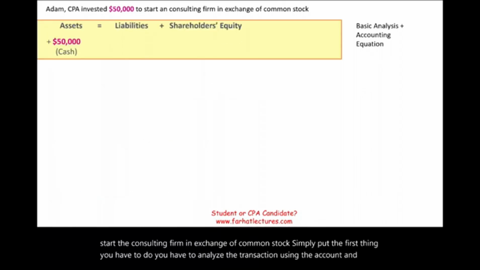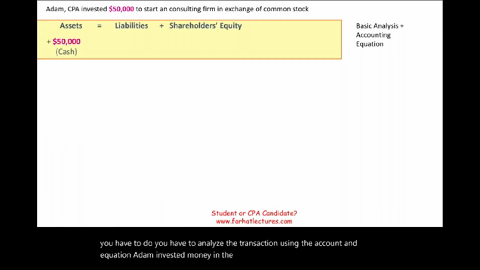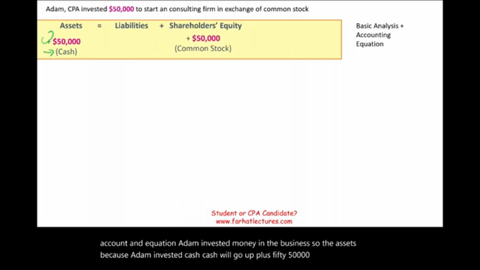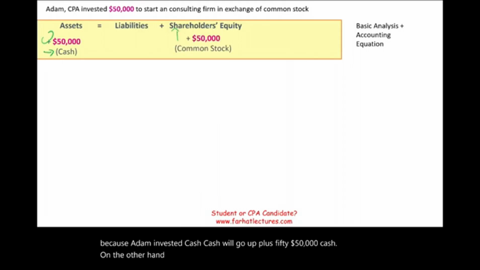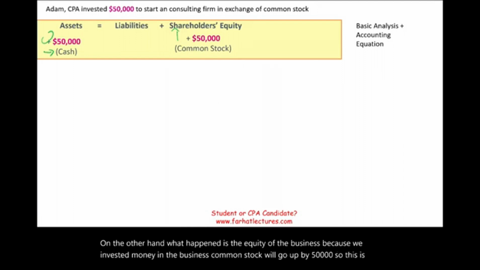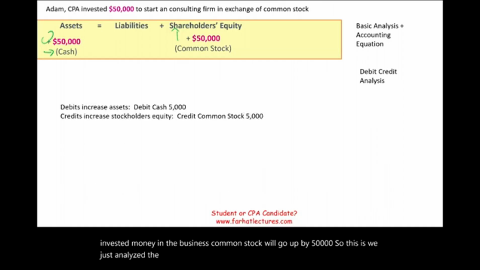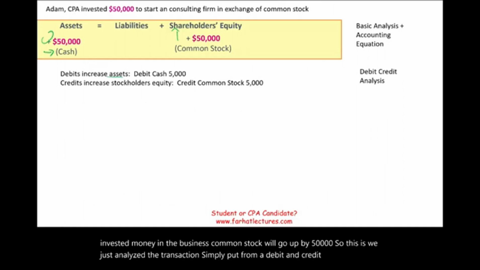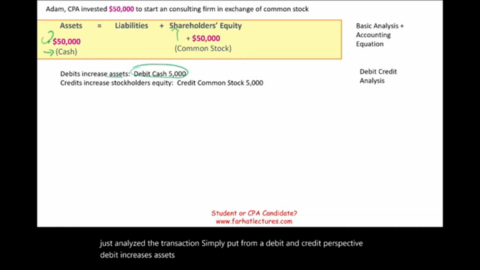Adam invested money in the business. So for assets, because Adam invested cash, cash will go up, plus $50,000 cash. On the other hand, the equity of the business, because he invested money in the business, common stock will go up by $50,000. So we just analyzed the transaction. From a debit and credit perspective, debit increases assets, so we're going to debit cash $50,000, and credit increases stockholders' equity, so we're going to credit common stock.